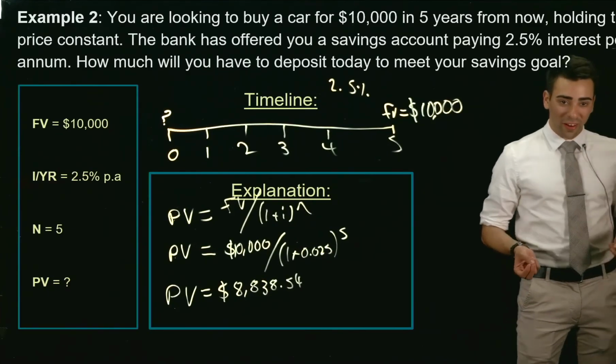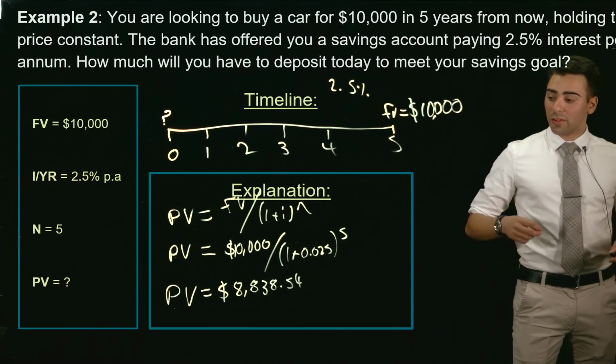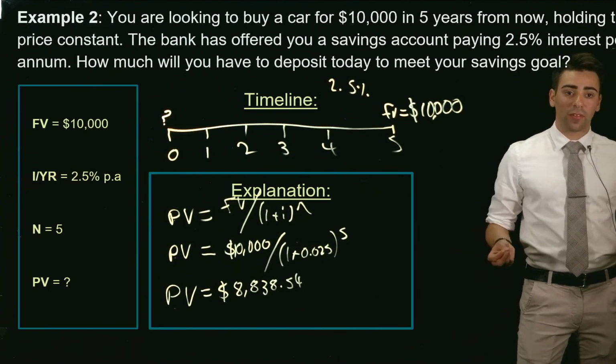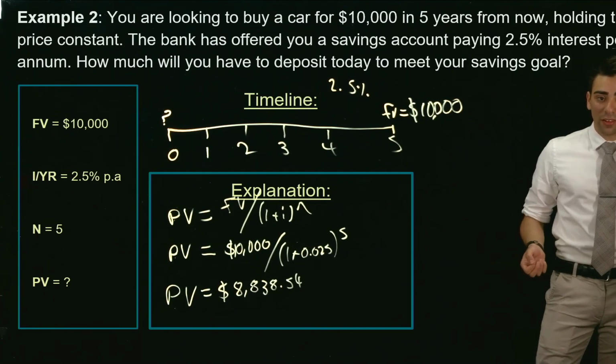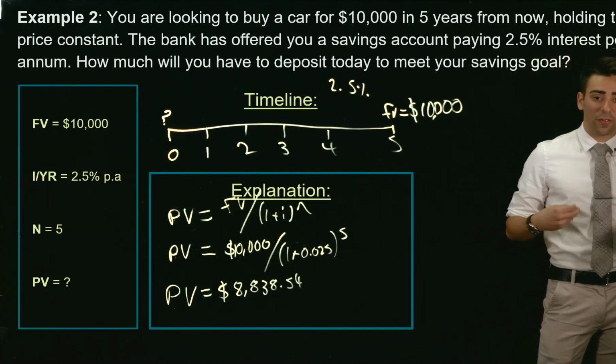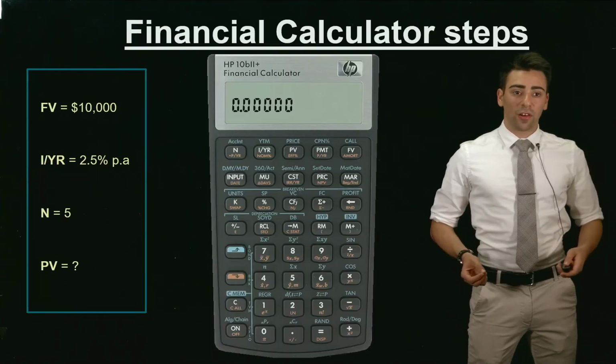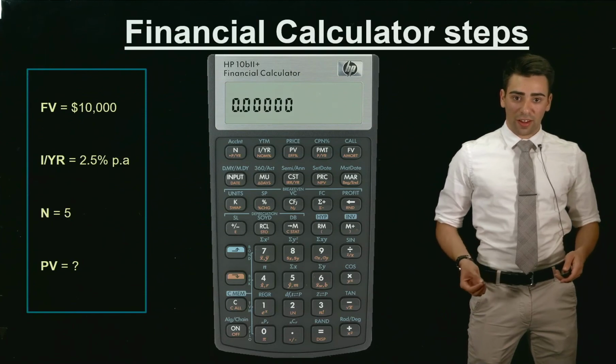To interpret our answer in the context of the question, what this means is that to have $10,000 5 years from now at our given interest rate, we have to invest $8,838.54 today. Again, we can solve for present value on the financial calculator with the following steps.